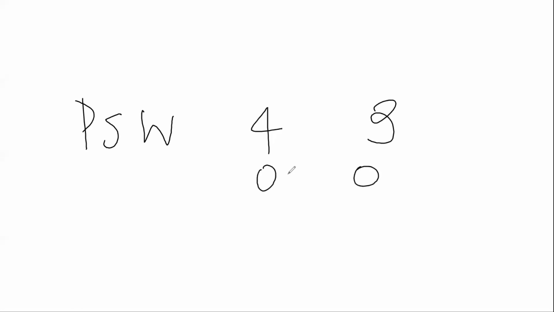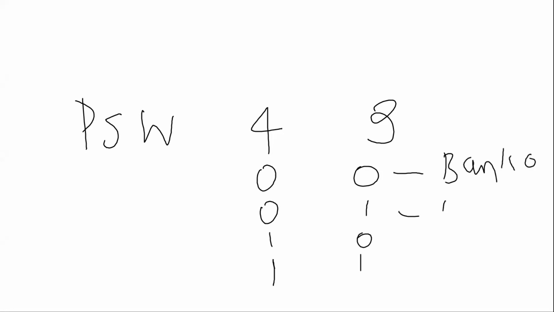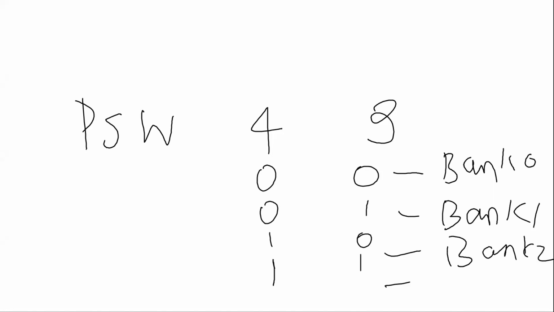Can you see the program status word, 4th and 3rd bit? 0 0, 0 1, 1 0, 1 1. So 0 0, bank 0 will be selected. 0 1, bank 1 will be selected. 1 0, bank 2 will be selected. 1 1, bank 3 will be selected.